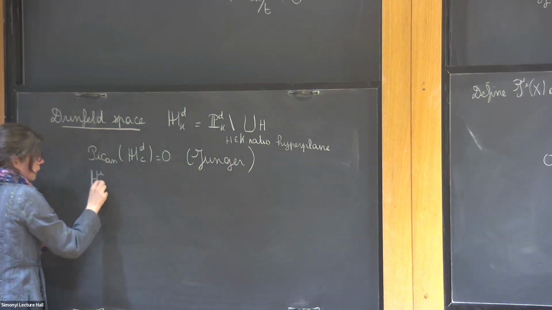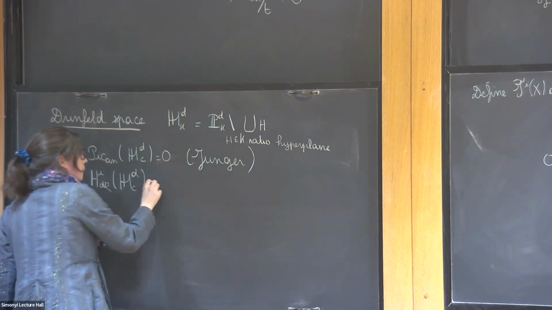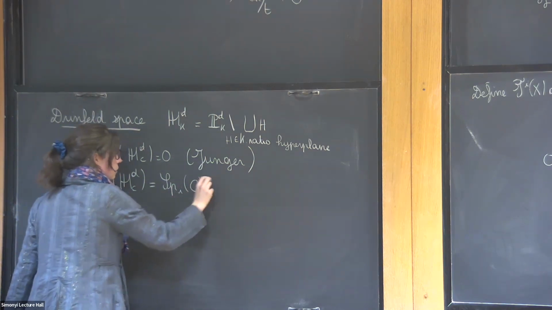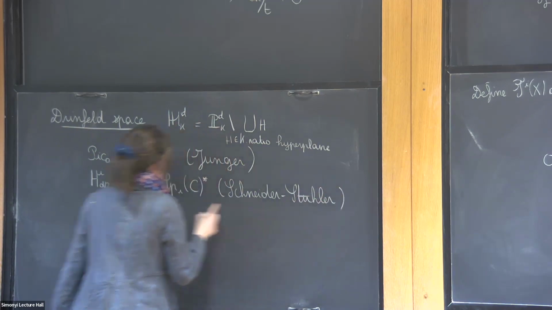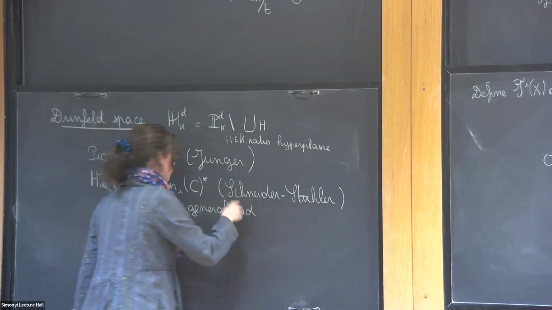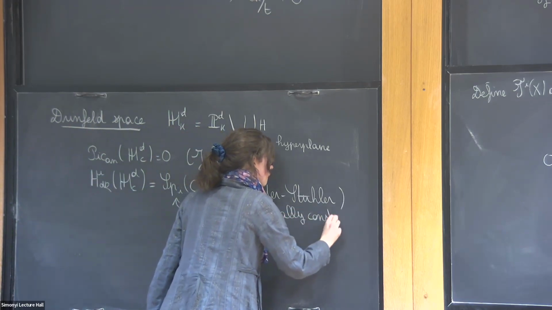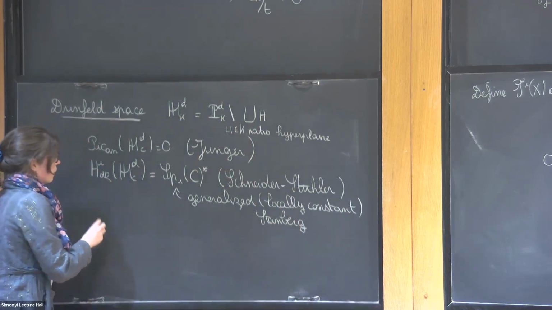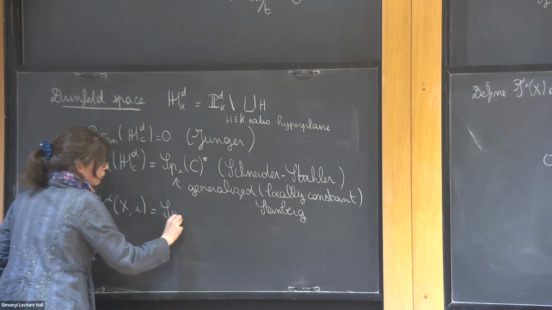So we know that the de Rham cohomology was computed by Schneider and Teitelbaum. This is the generalized Steinberg representation, and we take the dual. Here this is the locally constant functions. And we also get that the Hodge-Tate cohomology is the dual of the Steinberg of Q_p.